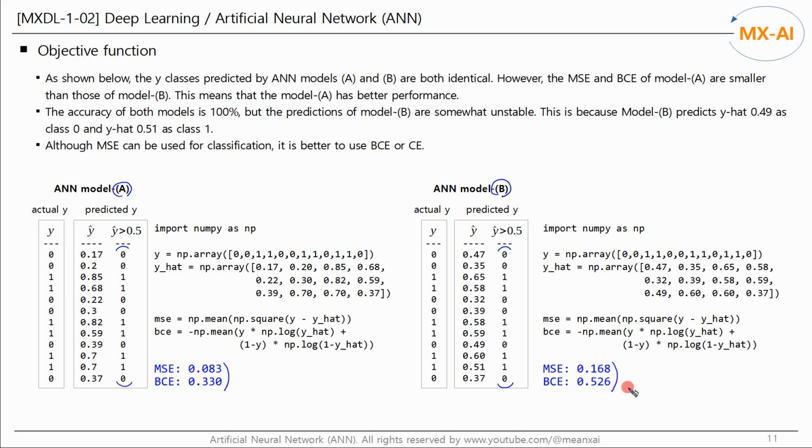The accuracy of both models is 100%, but the predictions of Model B are somewhat unstable. This is because Model B predicts y hat 0.49 as class 0 and y hat 0.51 as class 1. In addition, although MSE can be used for classification, it is better to use binary cross-entropy or cross-entropy.